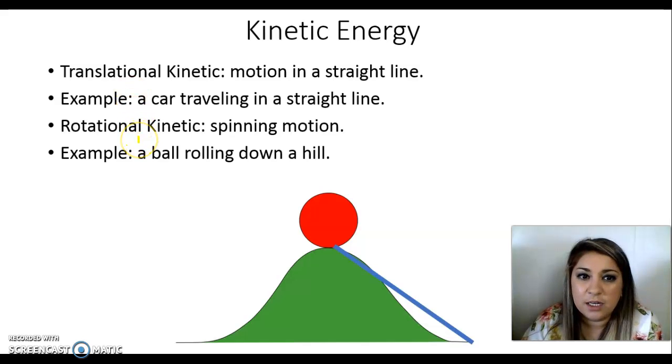Now, rotational kinetic energy is just spinning motion. So if I was to take this ball, and we know that this ball is going to rotate in a circular motion, so it's spinning or it's rotating, then that's going to be known as rotational kinetic energy. So imagine taking like a can of soda or a bottle of soda, putting it on top of a hill, and then watching it roll down. We know that it's going to turn and it's going to spin. So that is our rotational kinetic energy as it spins all the way to the bottom.